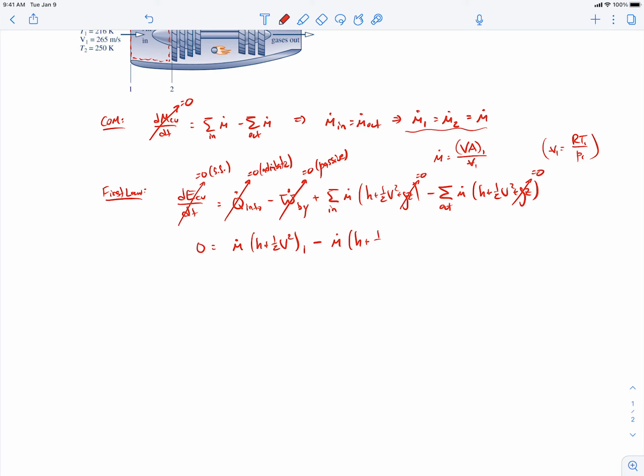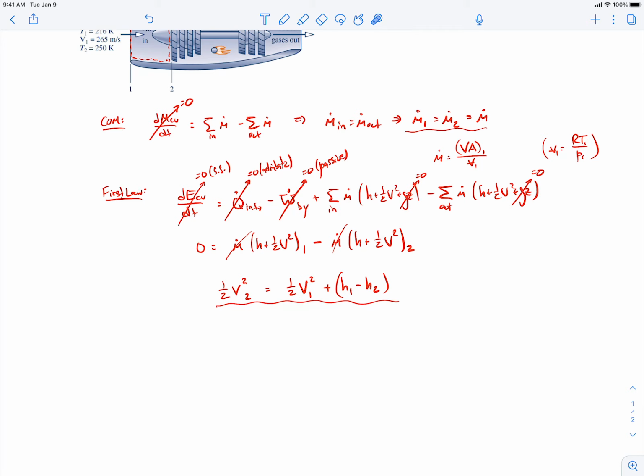So here's the first law being simplified. And remember, the mass flow rate at the inlet and the outlet are the same. So since they're the same, we can just divide through by those, right? And then we can rearrange the equation here to solve for the velocity at the outlet. Okay, so I just did a little rearranging, and so now we can solve for V2.